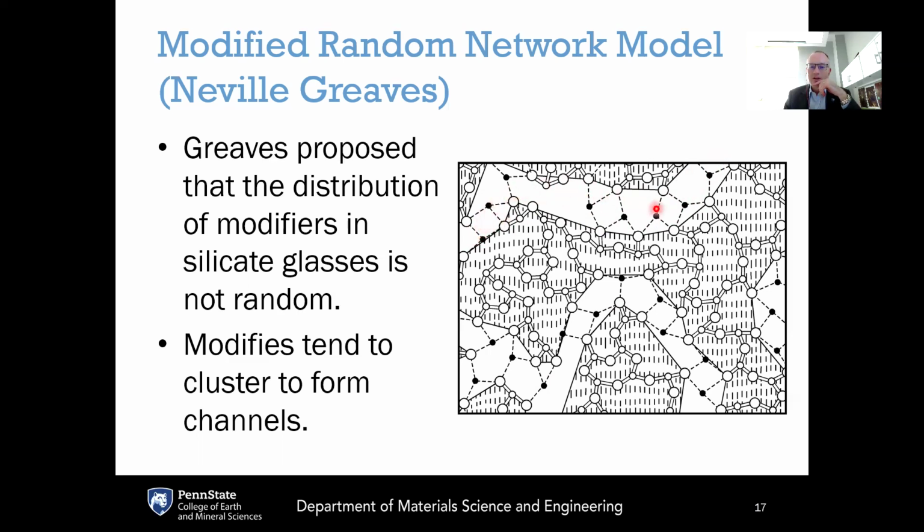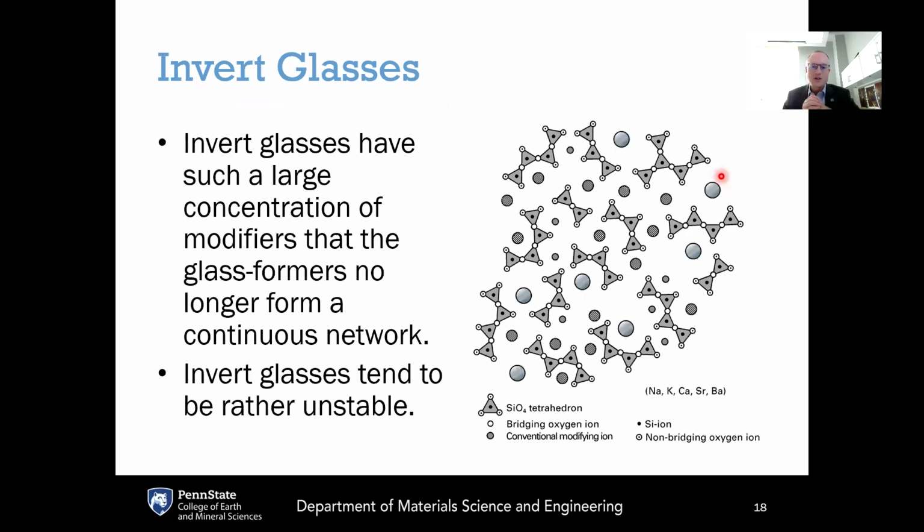And these channels would correspond to the regions of weakest bonding within the glass. So if this glass breaks, it's more likely to break along one of these channels, according to this modified random network model. So the modified random network model is basically saying that there's some clustering of modifier species leading to these types of channels where the bonding is weaker within those channels.